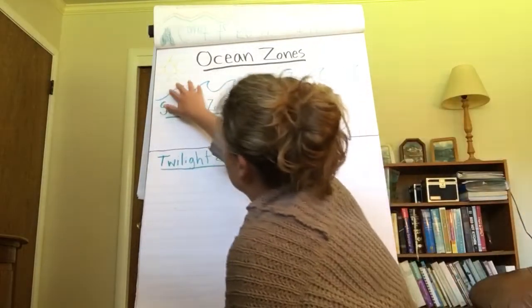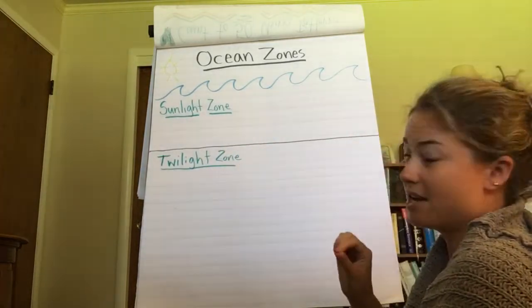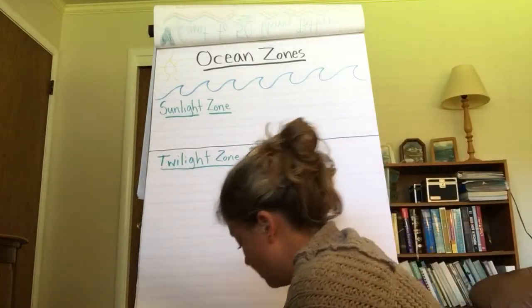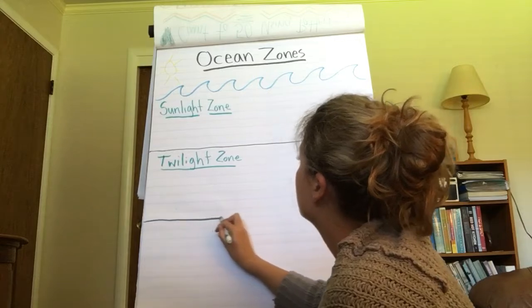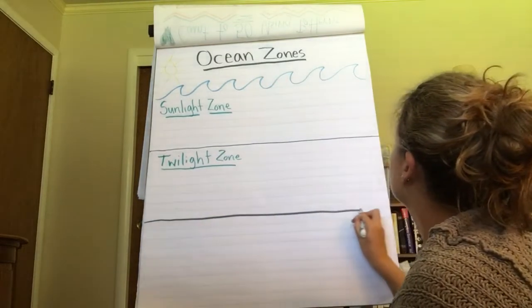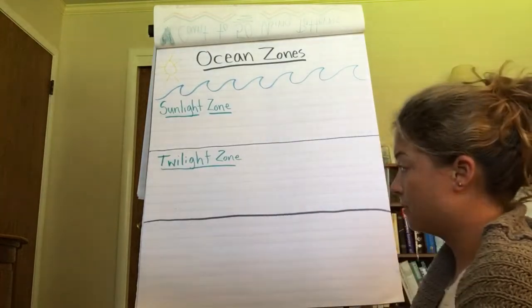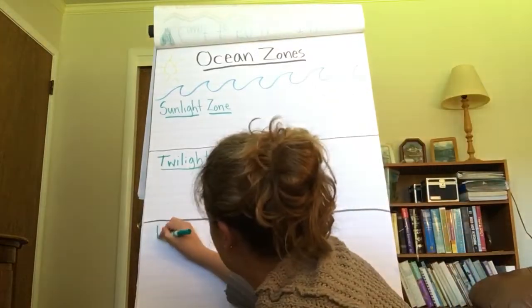The sun rays are mostly in the sunlight zone, right, friends? But sometimes a little bit of light can get through to the twilight zone, okay? Now you're going to draw your line. And the bottom zone, friends, is called the midnight zone.